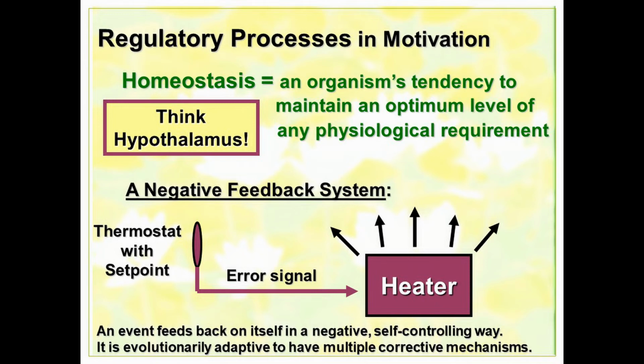And the thermostat is monitoring the environment in your home. And when the temperature falls below that set point, then an error signal is sent to a heating unit, which generates heat. And the thermostat, which is still monitoring the room temperature, will turn off the heater when the room temperature rises to the set point again. This is a negative feedback system. Basically, an event feeds back on itself in a negative, self-controlling way.